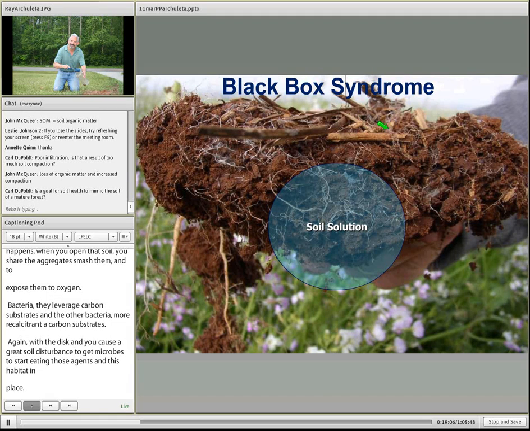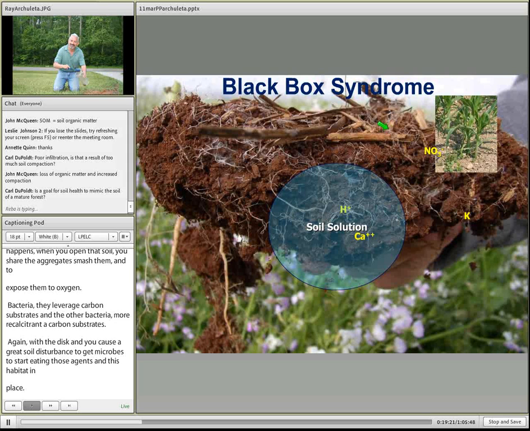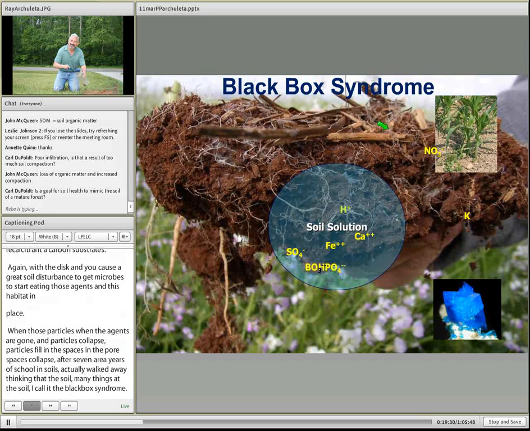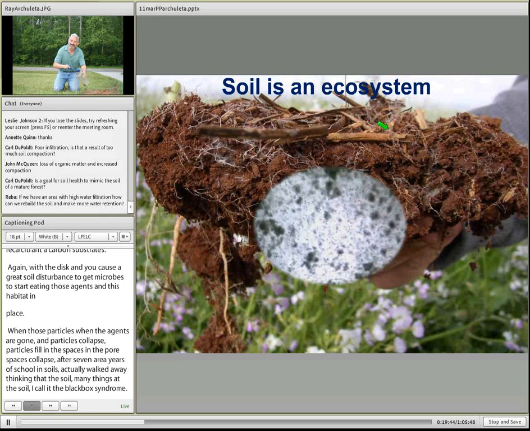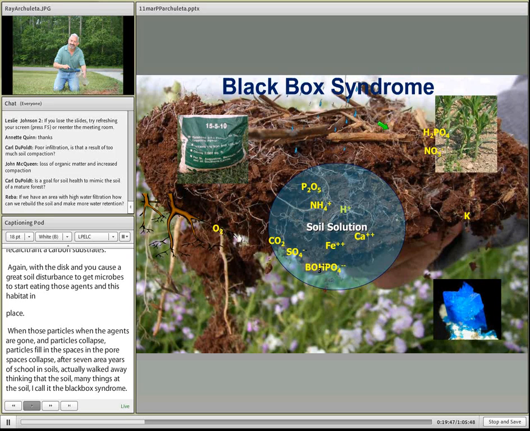One of the things, as I go across the country, and I myself had this after 7 or 8 years of school in soils, I actually walked away thinking that there are many things in interaction with the soil. I call it the black box syndrome. I thought that plants absorb nutrients from the soil solution, soils exchange cations with the soil solution, minerals release nutrients to the soil solution, and then you have roots exchanging CO2 and oxygen with the soil solution, and then you have fertilizer doing that.